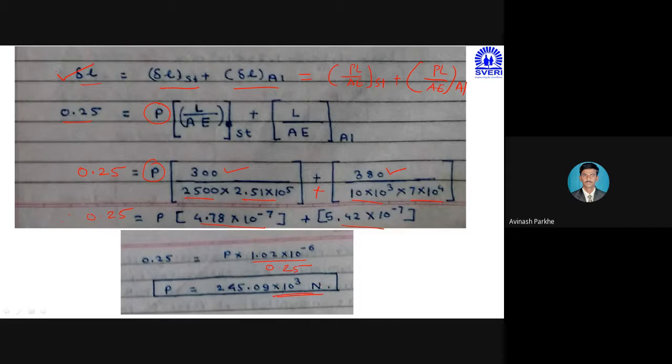So I can say that whatever the deformation is taking place, how much? 0.25 mm deformation is taking place, means there is a decrease in length. Then how much amount of load is applied? At that time I can say that this 245.09 kilonewton, this much amount of force is applied on that particular bar. So this is one variety of problems in this particular type number 2.